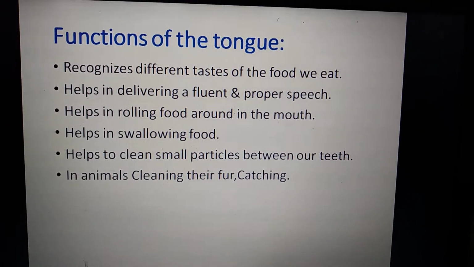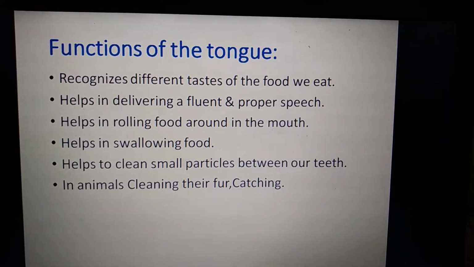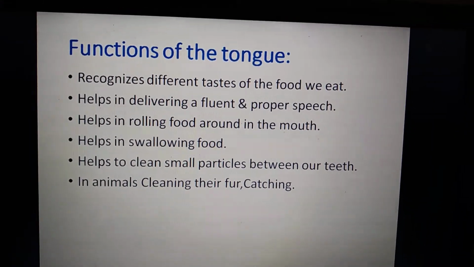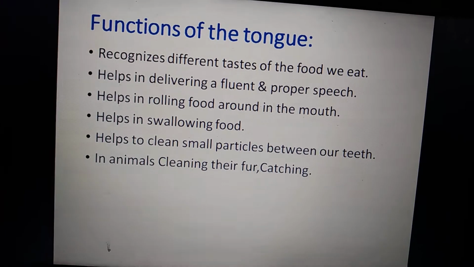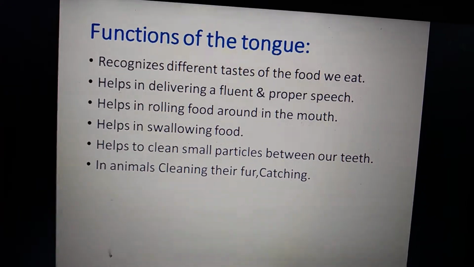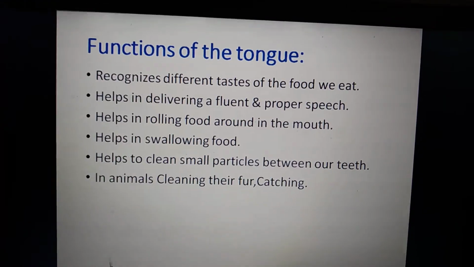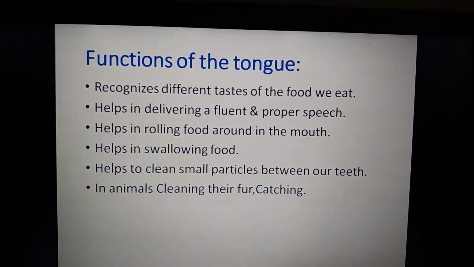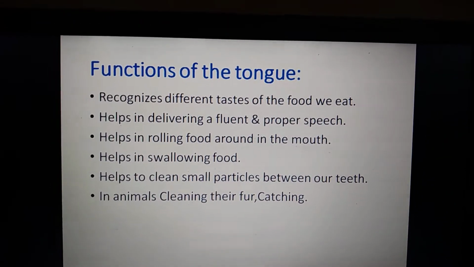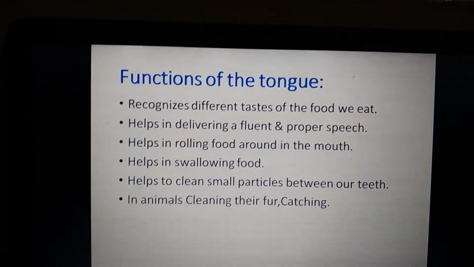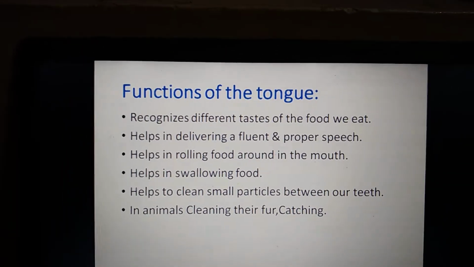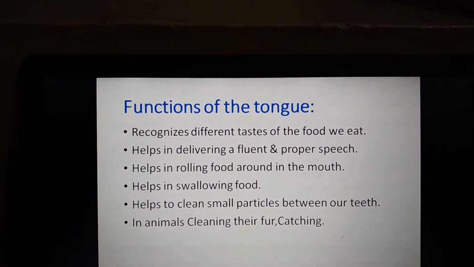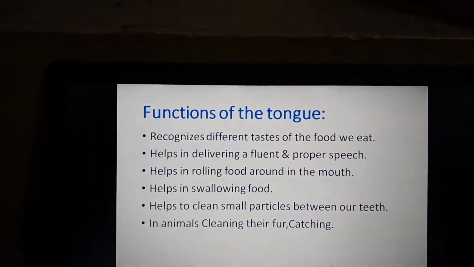Also, it helps to clean our teeth, because the saliva is secreted right below the tongue. So this saliva and the tongue help to clean our teeth. If any small particle gets stuck in between our teeth, we can remove it with the help of the tongue. Also, a few animals use the tongue for cleaning. For example, a dog or cat uses its tongue to clean its fur, the small hairs present on the body.